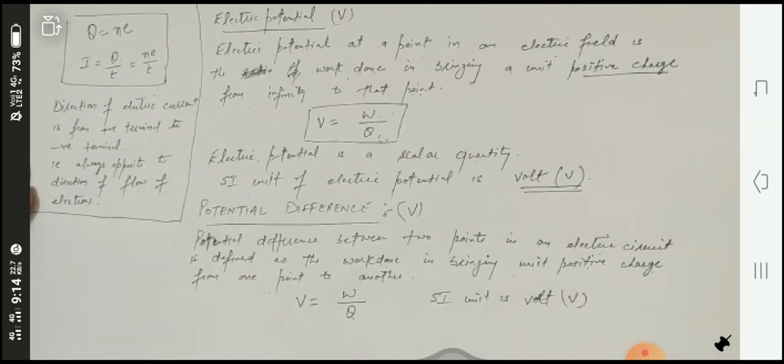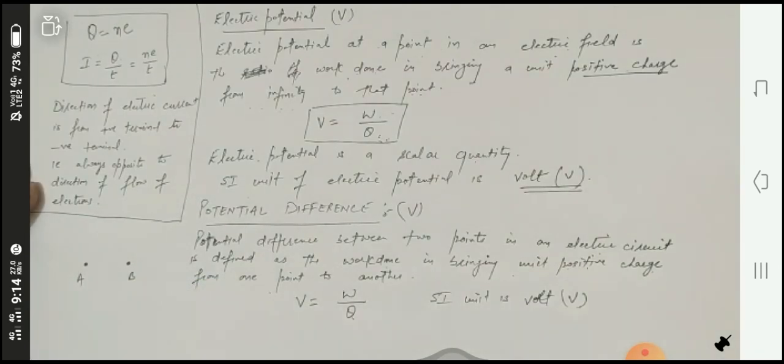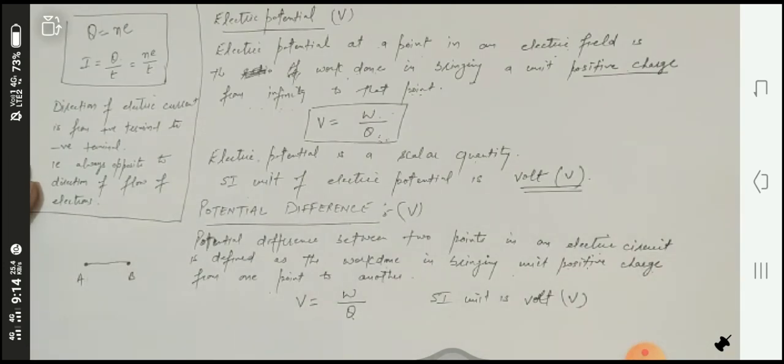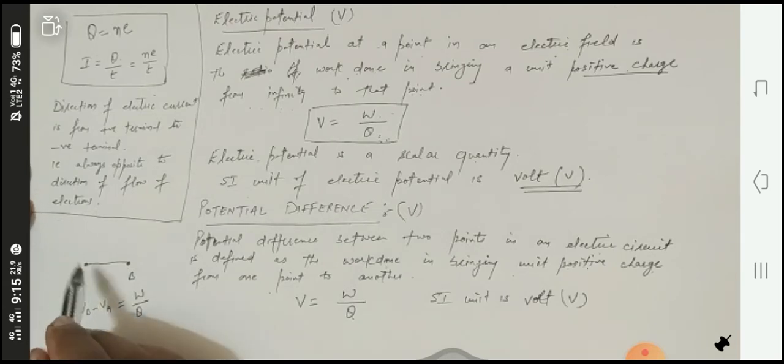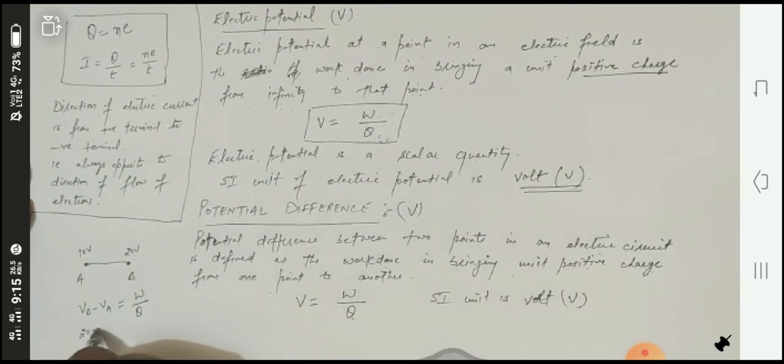Now suppose you have 2 points, point A and point B. The positive charge is moving from point A to B. In this case, you will write VB minus VA is W upon Q, the difference in the potentials of these points. Suppose the potential at A is 10 volt and at B is 20 volt, then the potential difference becomes 20 minus 10 is W upon Q. That becomes 10. So 10 volt is the potential difference between A and B.